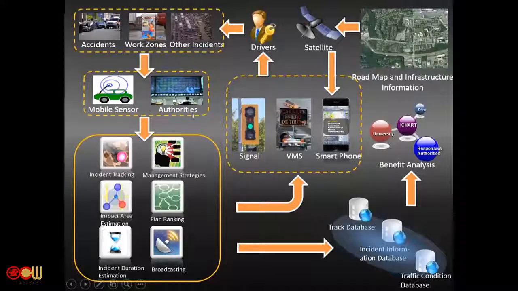Here's application. Works on asset management, okay? Mobile sensors, government agency, and here the potential applications: incident tracking, management strategy, ranking of the possible plan, incident duration estimation, broadcasting information. Through what? Through the signal control, through the VMS information. You can also, iPhone give you information, you can also feedback information to iPhone users. So you can use active way.